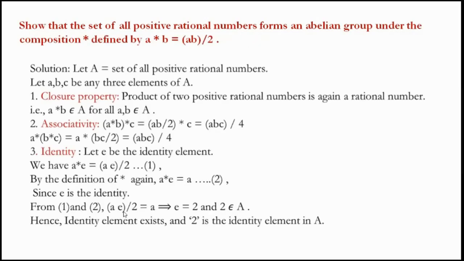Like that, find whether the set of all positive rational numbers forms an abelian group or not under the composition star defined by A star B is equal to AB by 2. This is the expression. If you perform A star B, then you will get this expression. Using this expression, you have to perform the remaining operations. So you need to check for the closure property, associativity, identity.